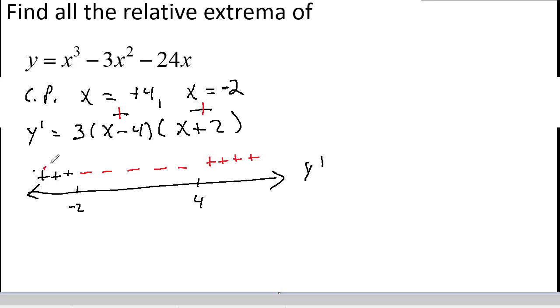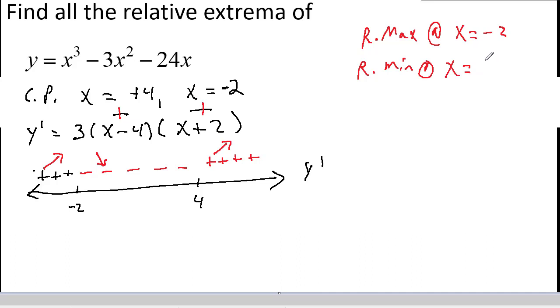This tells us that we're going up. This tells us that we're going down. This tells us that we're going up. And so then you can see that you are going to have a relative max at x equals -2. You're going to have a relative min at x equals 4.